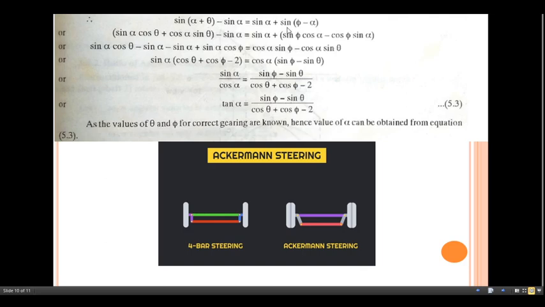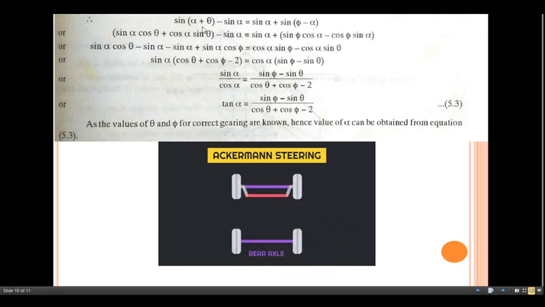Just expand this one, sine of phi minus alpha, just write initially as it is. Now expand this term, you know the formula, sine of a plus b. In the same way, just expand this one, sine of alpha into cos of theta plus cos of alpha into sine of theta, minus this term will remain as it is. What about the next one? Sine of alpha as it is. Then what is the formula for this one? Sine of phi into cos of alpha minus cos of phi into sine of alpha.